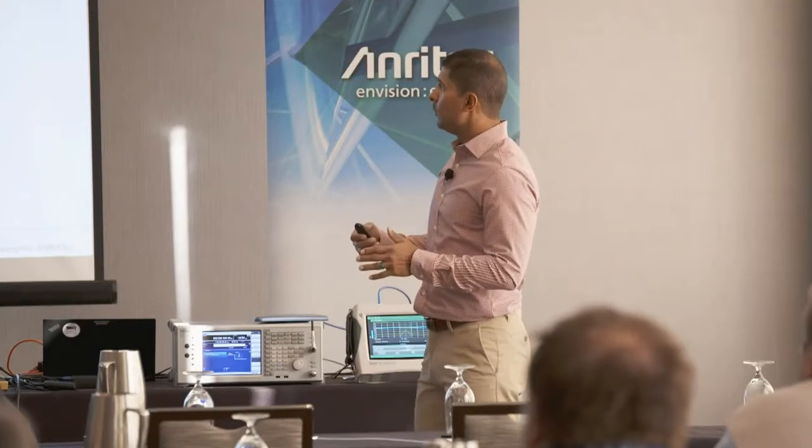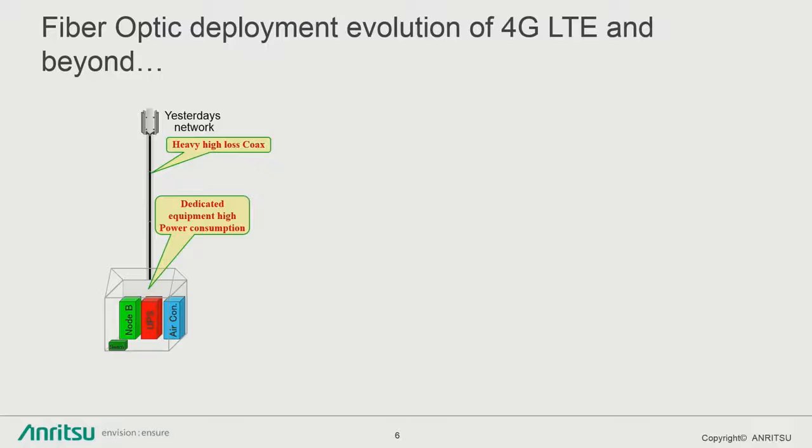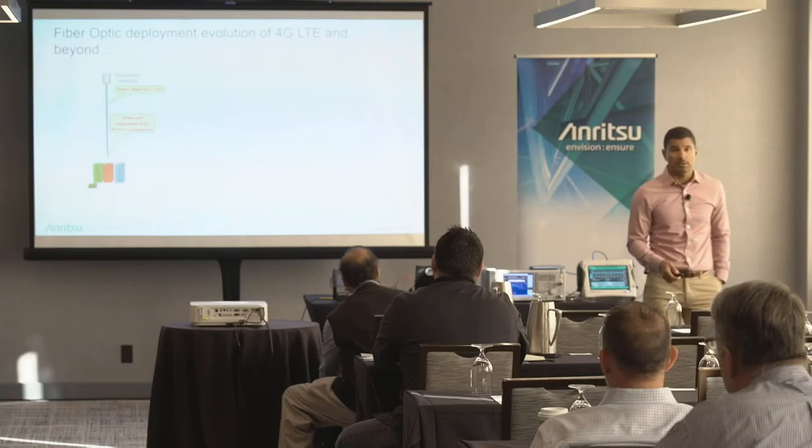So first off, what did this look like in first deployment? Well, yesterday's network, we'll call it that, we primarily saw heavy high loss coax going from the antenna on top of the tower, going down to dedicated equipment with high power consumption. There's your node Bs, there's your different power supplies and so on for your individual towers.